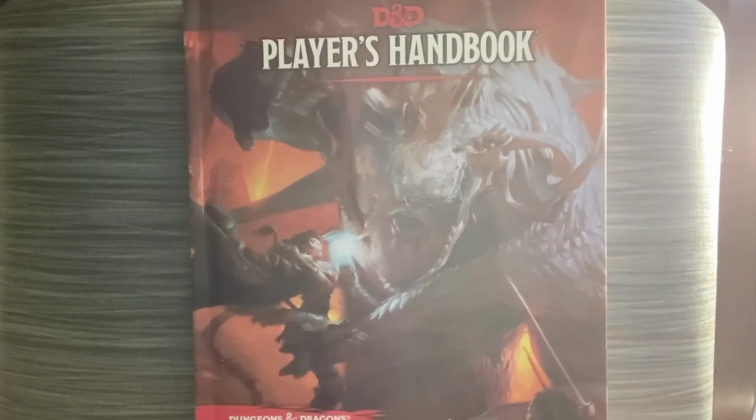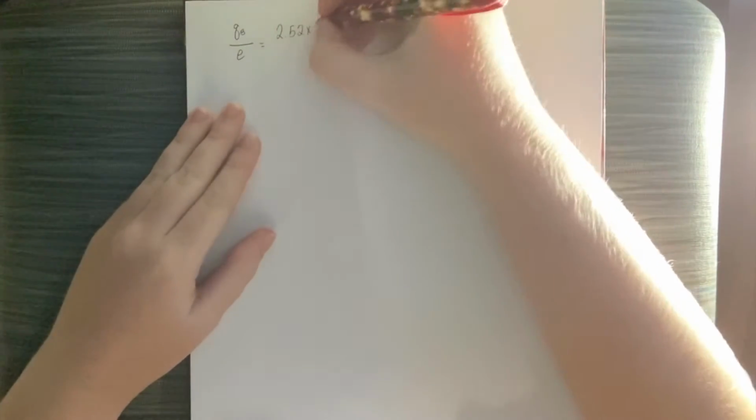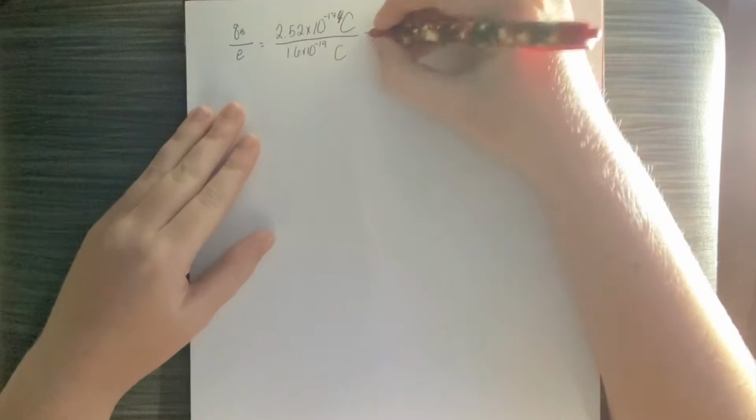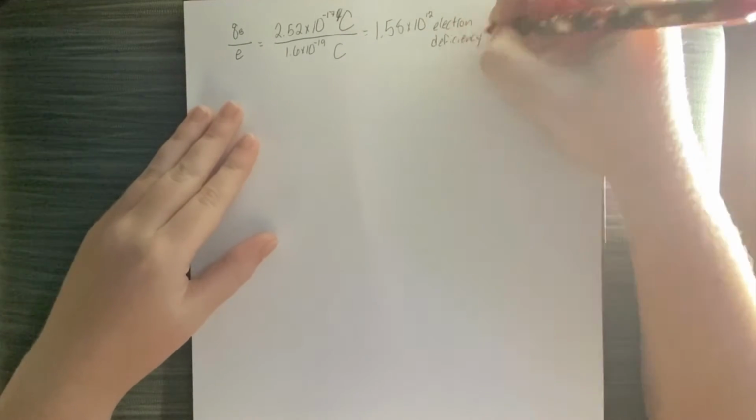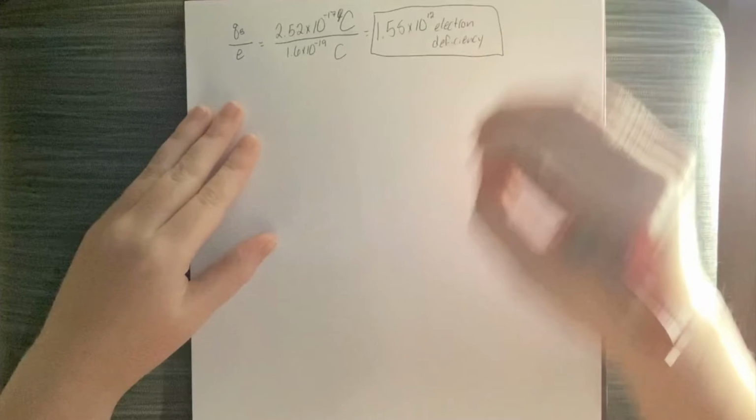Since we know that the tape is positively charged, that means that there must be a deficiency in electrons. We can solve for this deficiency by dividing the charge of the tape by the charge of electrons. After performing this calculation, we can determine that the electron deficiency is 1.58 times 10 to the 12th.